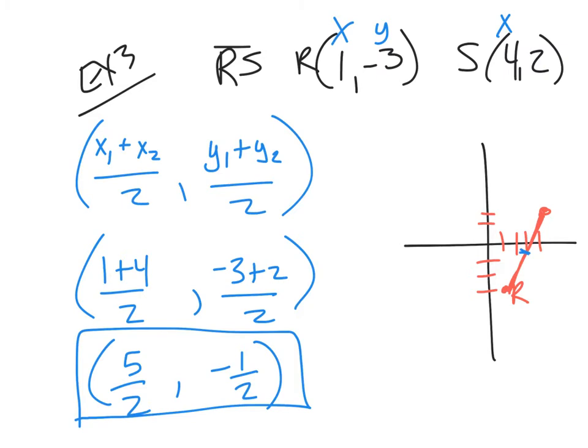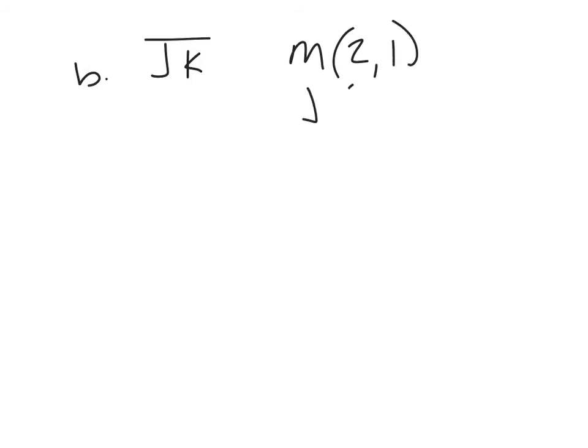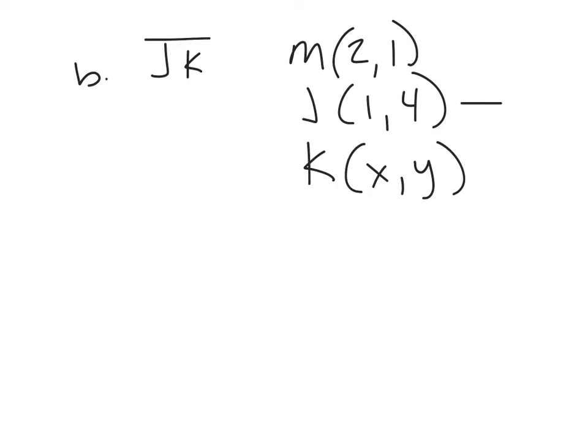Cool? All right, so let's do another one, the B. We're finding the midpoint of JK. Oh, it tells you the midpoint. The midpoint of JK is 2, comma, 1. One of the endpoints, J, is 1, comma, 4. So we're trying to find what K is. K is x and y. So this is an endpoint, and this is the midpoint. We need to write our formula, and then we just plug in what we know.